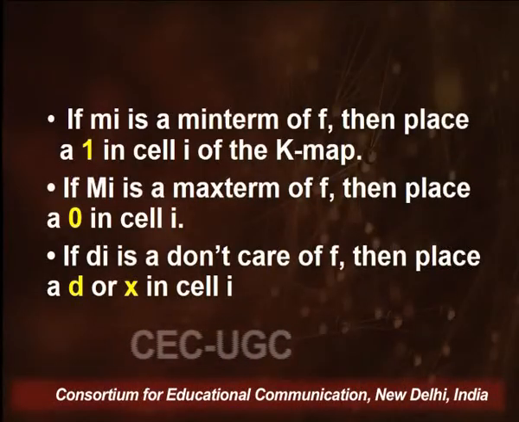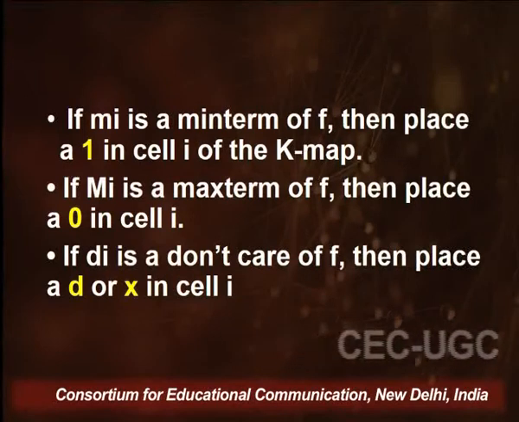These K map cells are arranged in a particular order, and the order is such that each cell which is adjacent will correspond to the truth table row that differs in one bit position only. This can be used as a logical adjacency: when I move from one cell to another, out of the variables that each cell represents, only one variable can change, and that is why we call them logical adjacents. If Mi is a min term of F, then place a 1 in cell i of the K map. This is how we start placing the values.